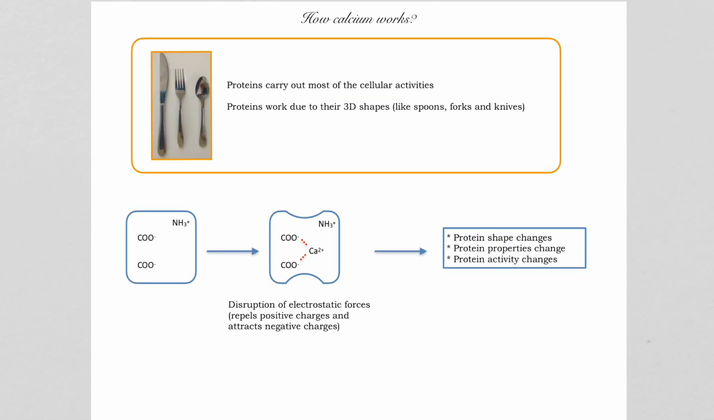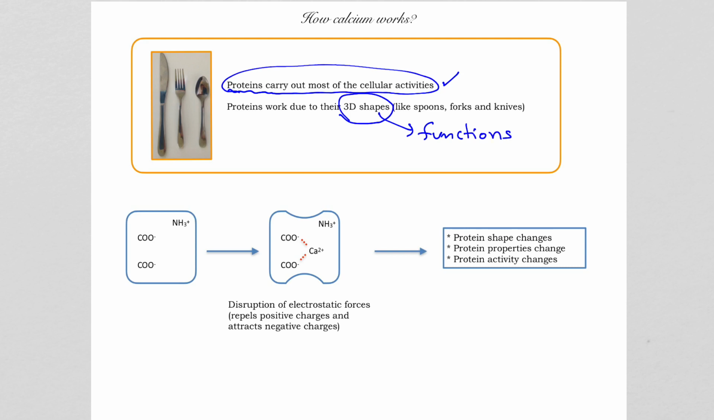Well, to understand that, we have to first appreciate that proteins carry out most of your cellular activities, and in a future video we'll talk about proteins, and you'll see that proteins carry out most of the activities that cells do. Now, proteins have a certain three-dimensional shape, and the shape is what decides the function of the protein. So proteins work for cells because they have certain shapes, and these shapes can actually change. And that's how proteins work.